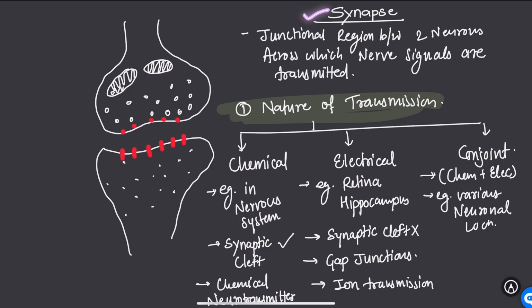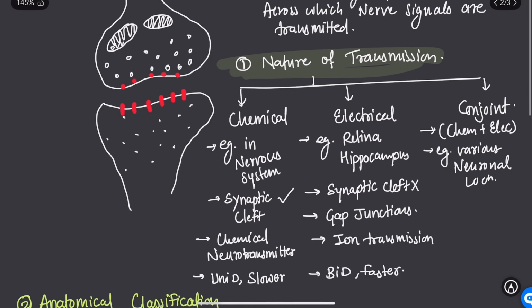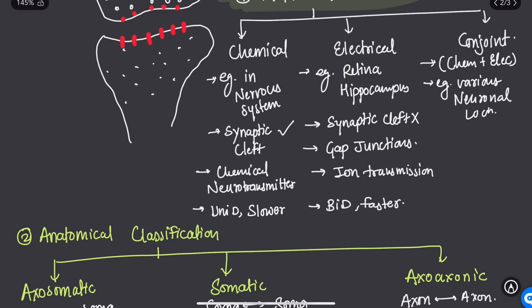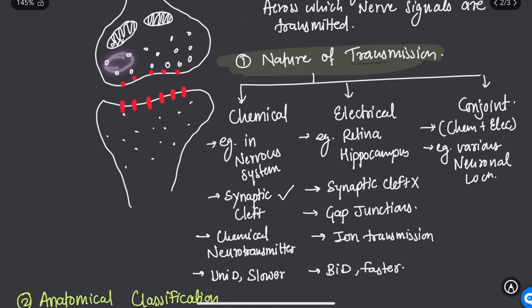Okay, so a synapse is the junctional region between two neurons across which nerve signals are transmitted. It is divided into three types on the basis of the nature of transmission. The first type is the chemical synapse, then the electrical synapse, and then the conjoined synapse. In a chemical synapse, there are vesicles in the presynaptic neuron, and in those vesicles there are chemical neurotransmitters which are released into the synaptic cleft, and these neurotransmitters are received by receptor proteins, and then there is a change in the postsynaptic neuron.